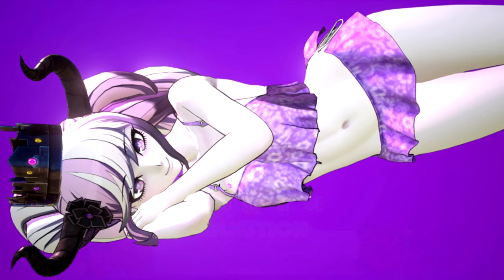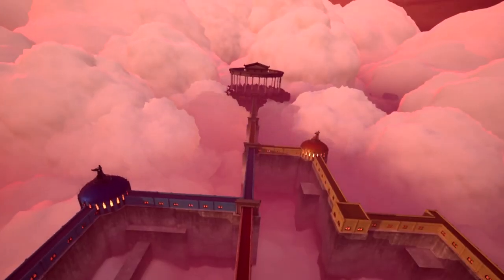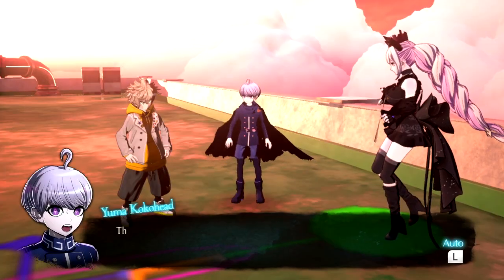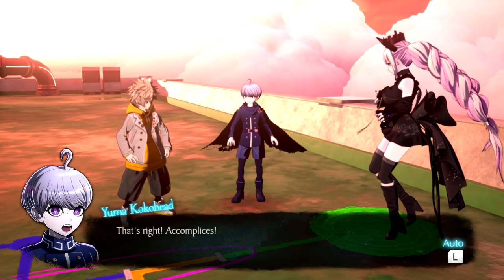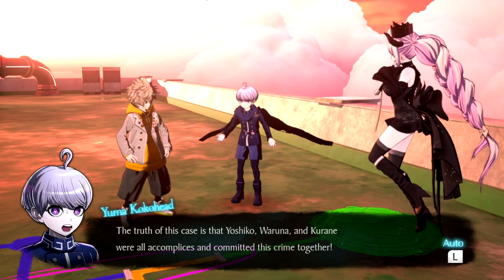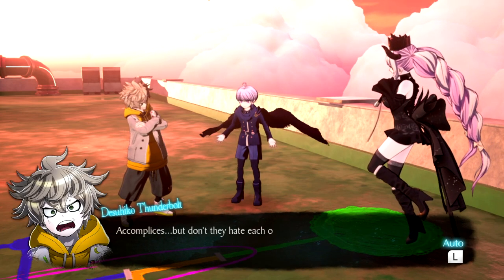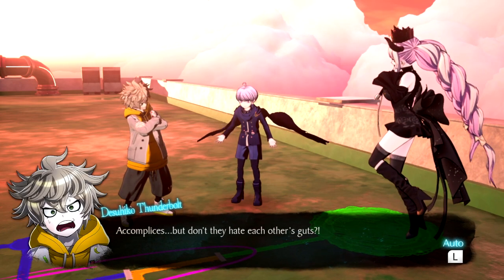Good Lord, thighs! The only way the crime was possible was by having an accomplice. None of the girls could have done it alone. That's right, accomplices! The sentence I didn't finish. The truth of this case is that Yoshiko, Warona, and Kurine were all accomplices and committed this crime together. Accomplices? But don't they hate each other's guts?